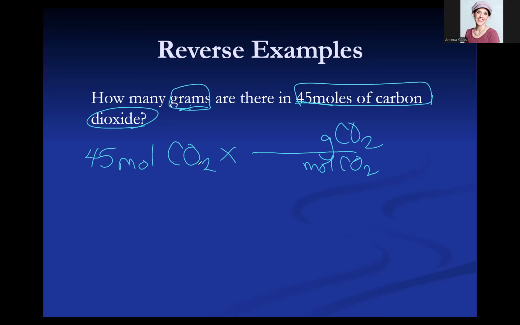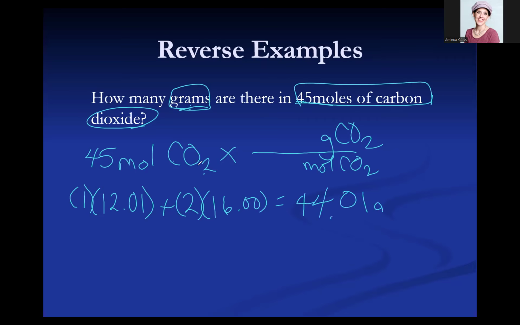If I look at the periodic table, I know I have 1 carbon. The mass of 1 carbon is 12.01. Plus, I have 2 oxygens. The mass of 1 oxygen is 16.00. So my mass then is 44.01 grams. This is how many grams equals 1 mole of carbon dioxide. So in 1 mole of carbon dioxide, I have 44.01 grams.